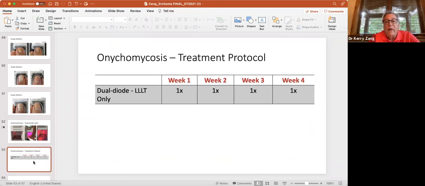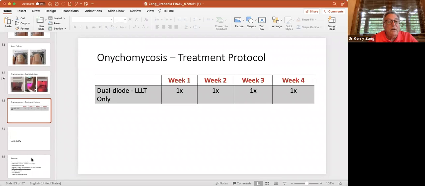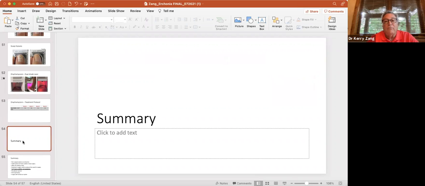So for the FDA, it was treatment once a week for 4 weeks, and then we just watched it. So basically, if we are in our protocols, when it's an obvious clinical mycosis, it's up to you if you want to do a culture or not.